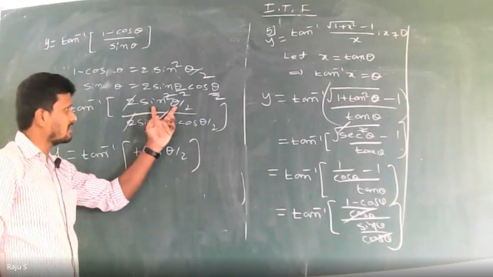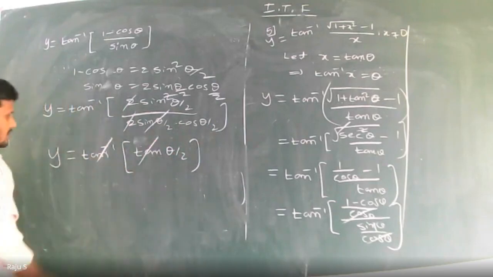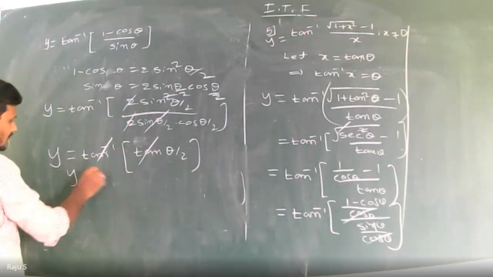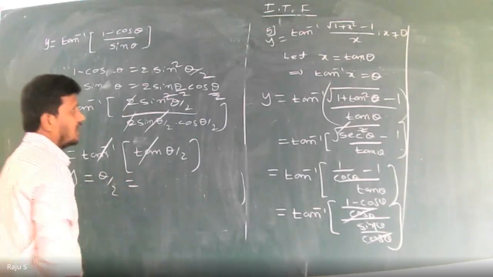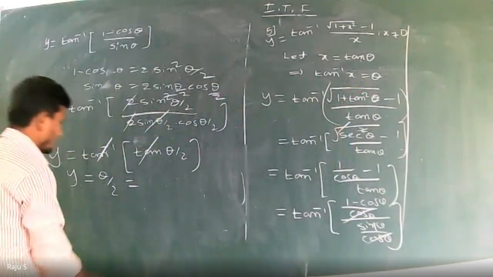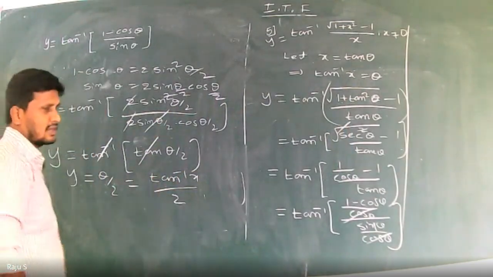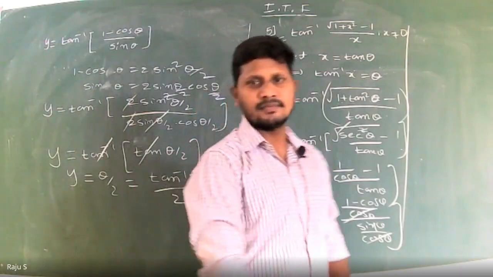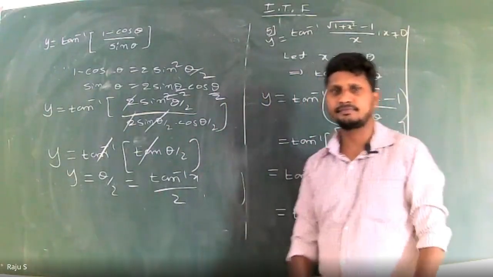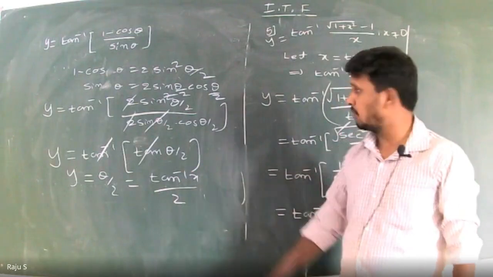So the remaining value is sin theta by 2 on top and cos theta by 2 below, which is tan theta by 2. Can I cancel this? Yes. Finally we got theta by 2. Theta by 2 means, what is theta? Theta is tan inverse x, so tan inverse x whole divided by 2. This is y. This is the simplest form.